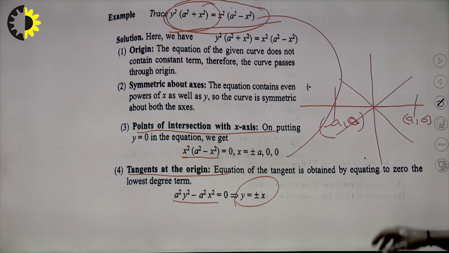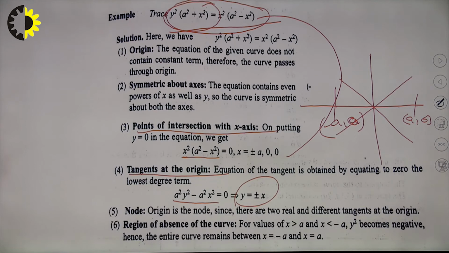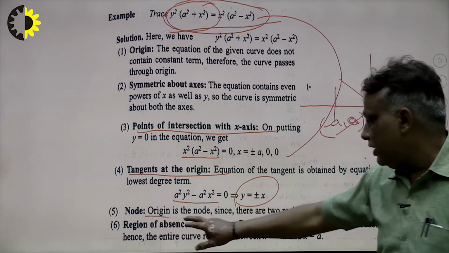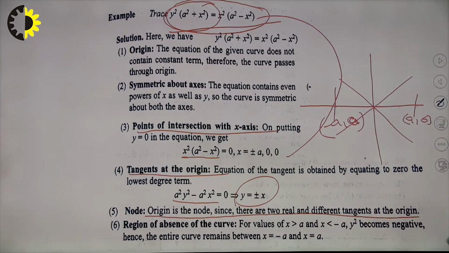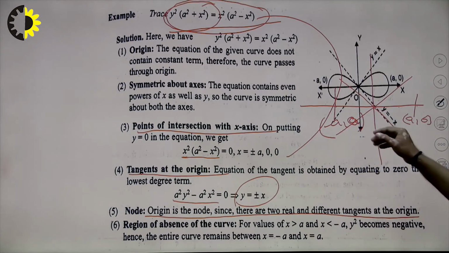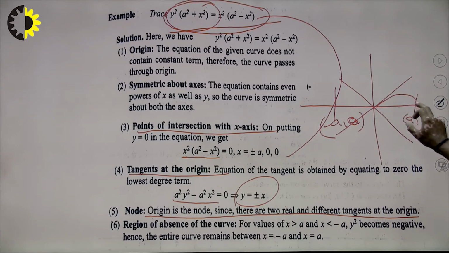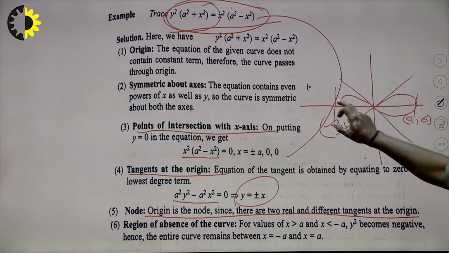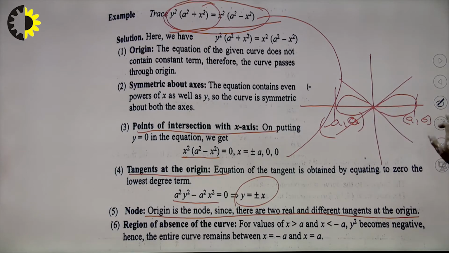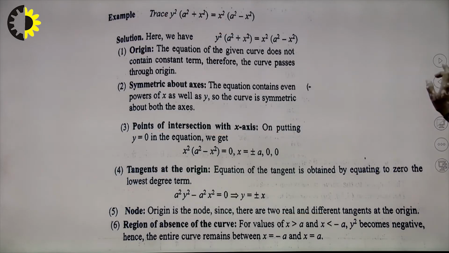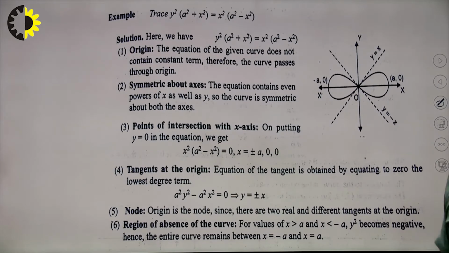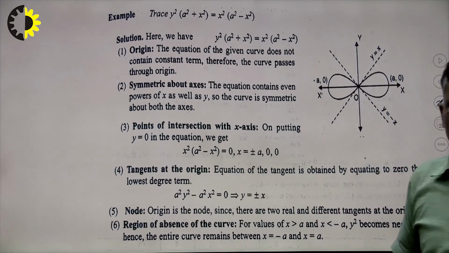So what will be our diagram here, I discuss here. Since there are two different tangents at the origin, that means the nature of the curve will be a node here. So how to draw the curve? Suppose this is the tangent and this is also a tangent, so the nature of the curve is this, right, there are two loops. So in this way we can find our diagram, this is the final diagram of this curve. In this way we can sort out our problem.